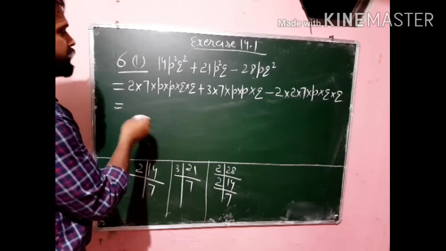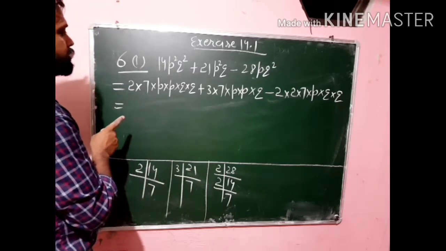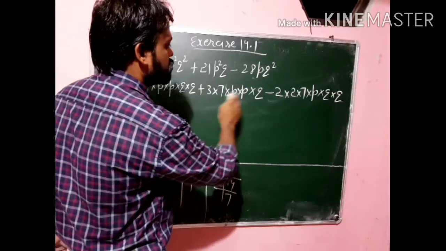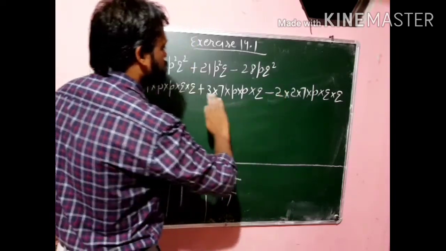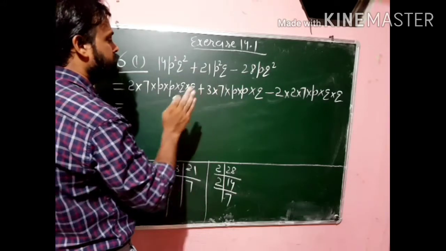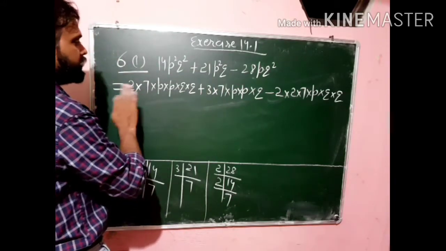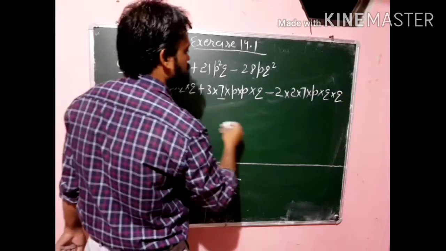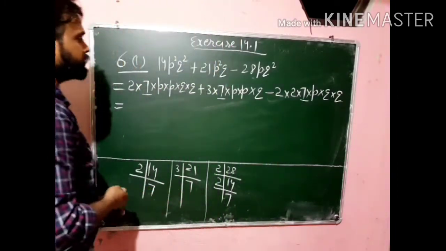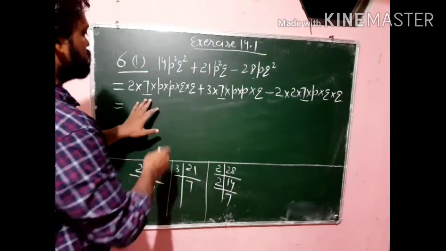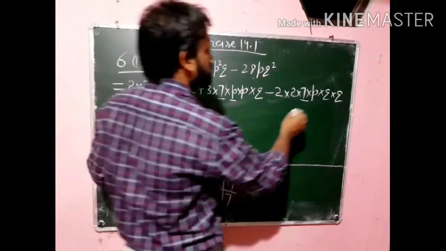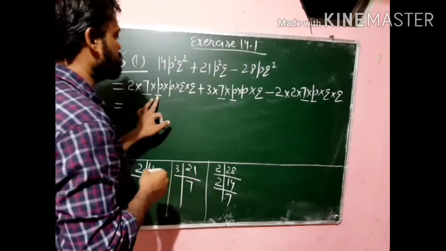So now you can see in this case, first of all mark down the common terms. Here you can see 2, but here is only 3, so it is not common in each term, so leave this 2. Now you can see here is 7 and here 7 and here 7 is common. So okay, now the next is q, p and this p and this p, it is common.